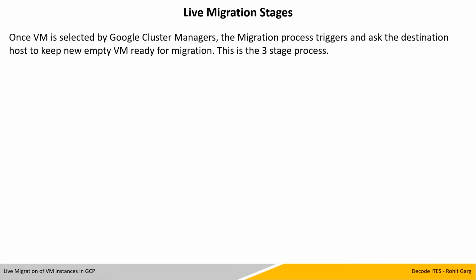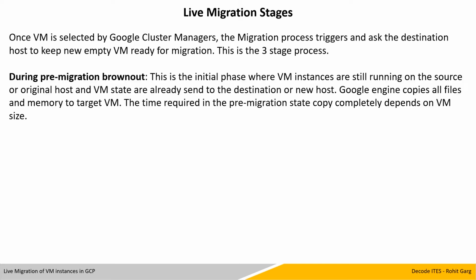Live migration stages. Once a VM is selected by Google Cluster Manager, the migration process triggers and asks the destination host to keep an empty VM ready for migration. This is a three-stage process. First is pre-migration brownout. This is the initial phase where the VM instance is still running on the source or original host and the VM state is already being sent to the destination or new host. Google Compute Engine copies all files and memory to the target VM. The time required for pre-migration state copy depends completely on the VM size.